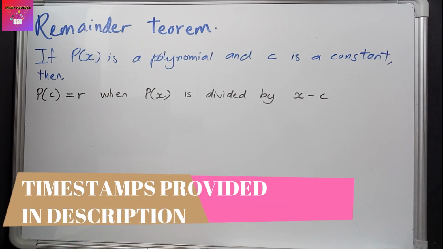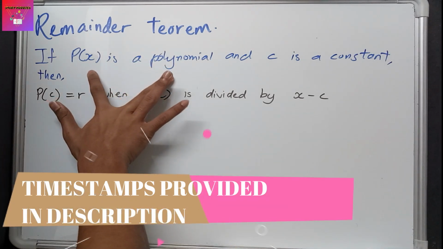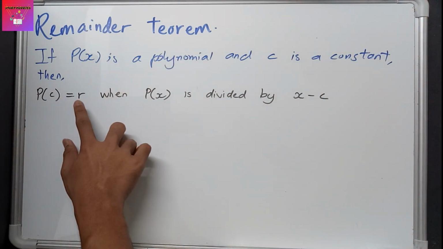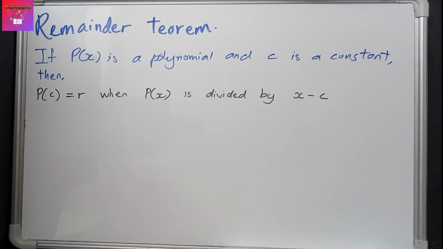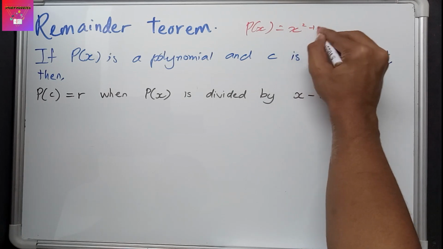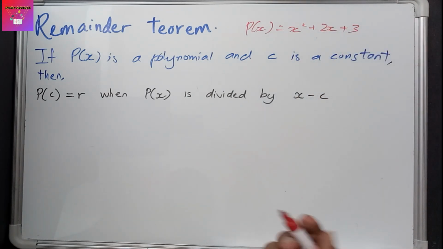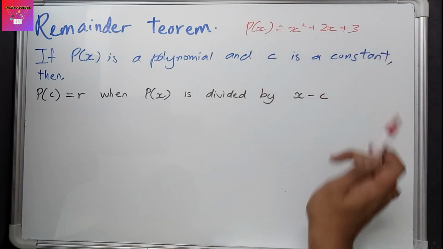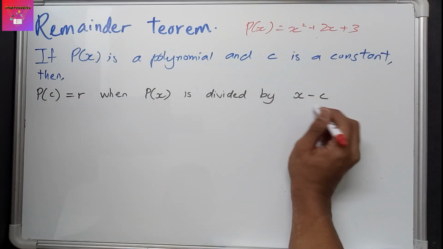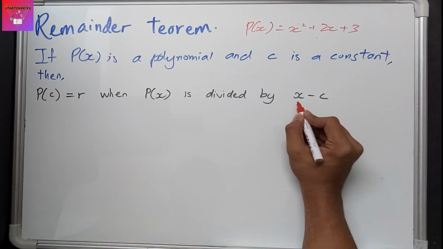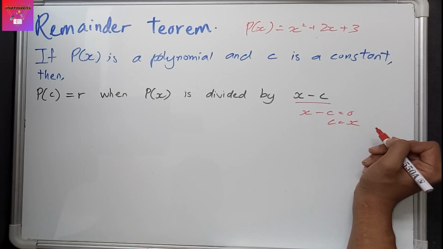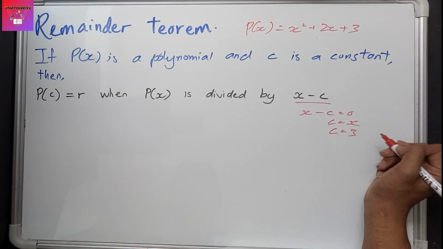What the remainder theorem is saying is that if P(x) is a polynomial and c is a constant, then P(c) equals R. Which means that if we have a polynomial, let's say P(x) equals x squared plus 2x plus 3, and I have a constant c which I've obtained from x minus c, the value of c is equal to x. So let's assume that c equals 3, let's say.